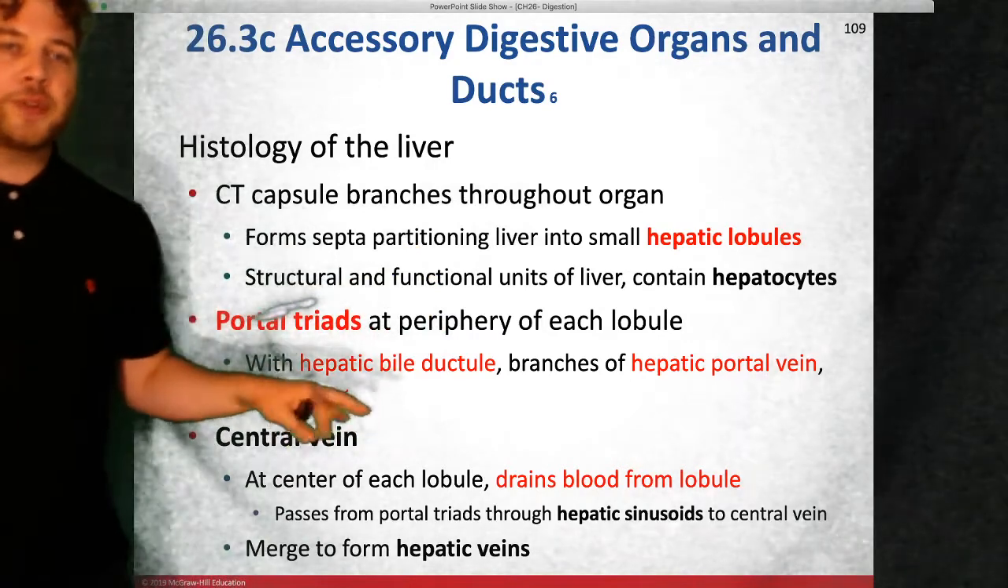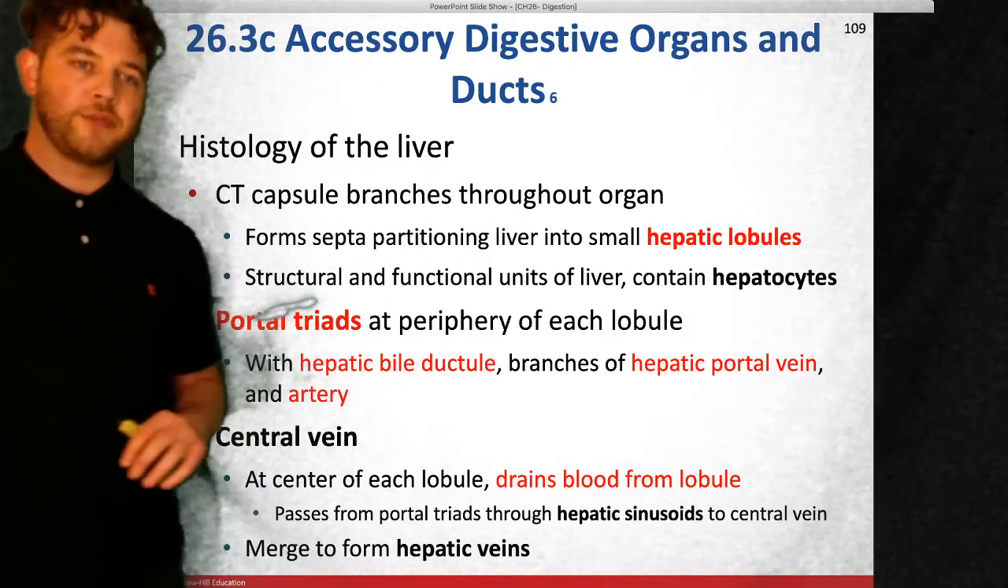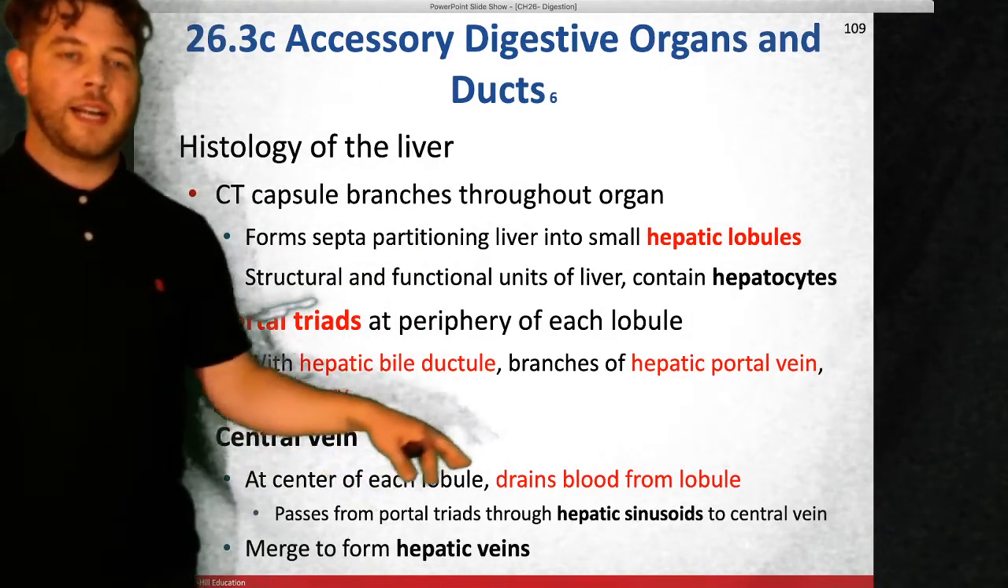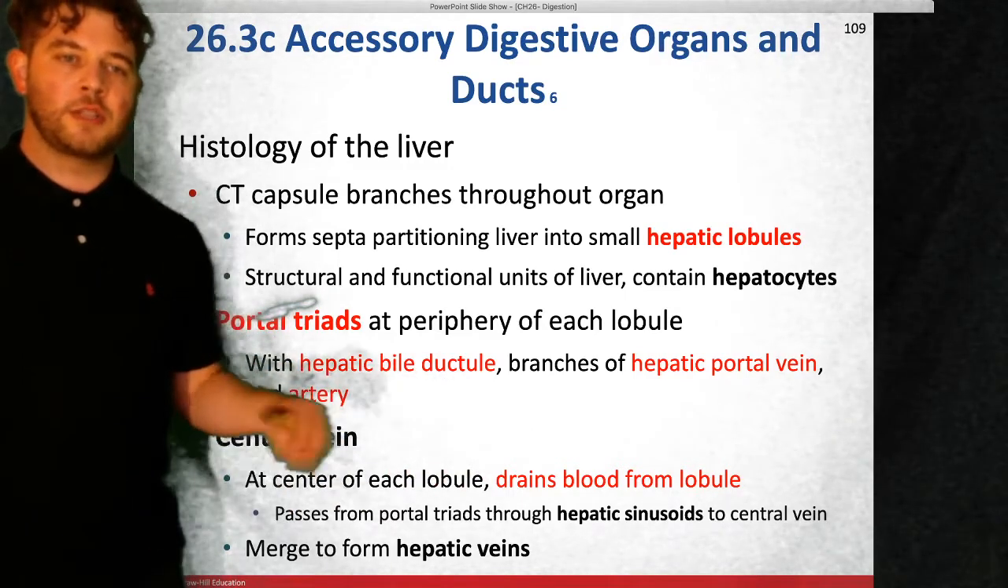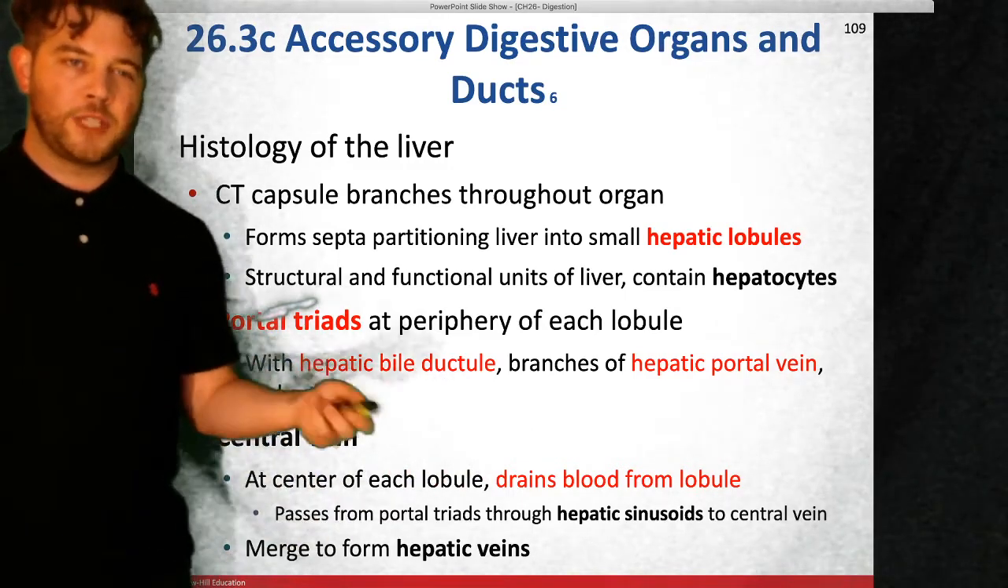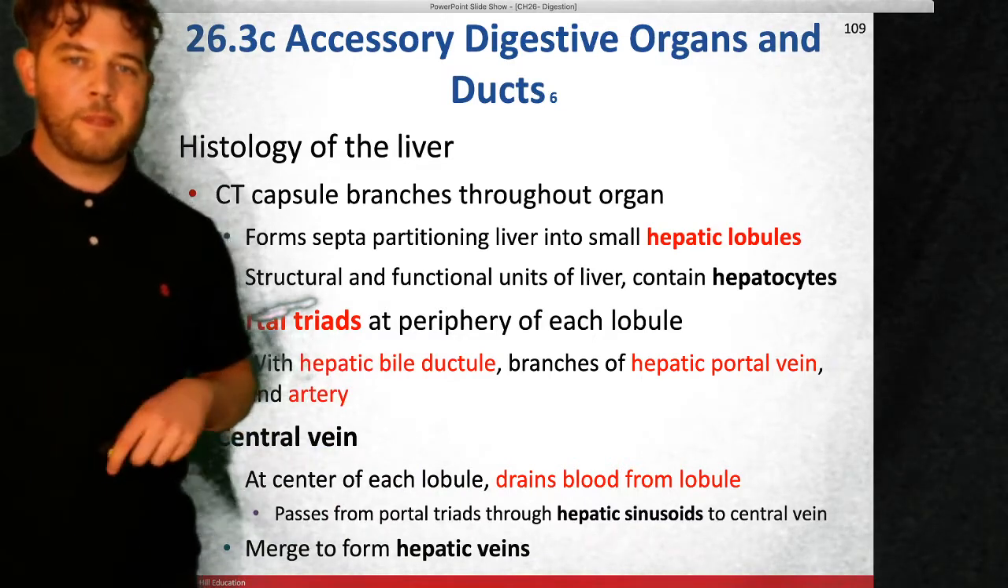At the center of each lobule, you have the central vein, which drains blood from it. It passes from the portal triads through hepatic sinusoids to the central vein, merging to form hepatic veins, which empty into the inferior vena cava.